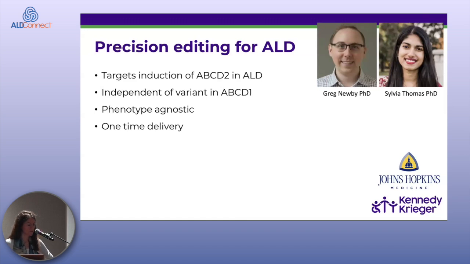What we're trying to do is to induce ABCD2. So we're trying to capitalize on that redundancy of ABCD2 for ABCD1. The reason that we like this approach is also, we heard this morning there's over 1,300 variants in ABCD1, so fixing that gene is nearly impossible for everybody. But if we can increase ABCD2, we can sort of ignore the problems with ABCD1 and get those very long chain fatty acids broken down. Because of this, it's also phenotype agnostic, so it should work for anybody who has a deficiency in metabolizing those very long chain fatty acids.